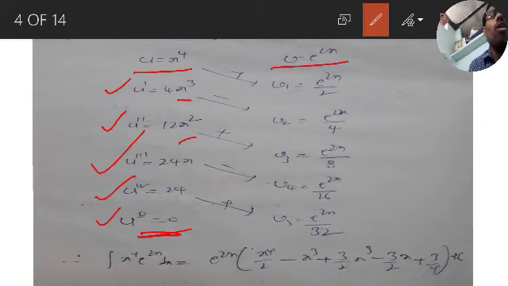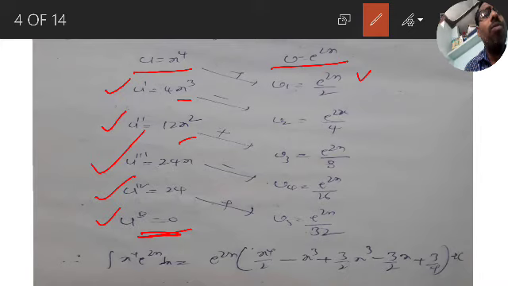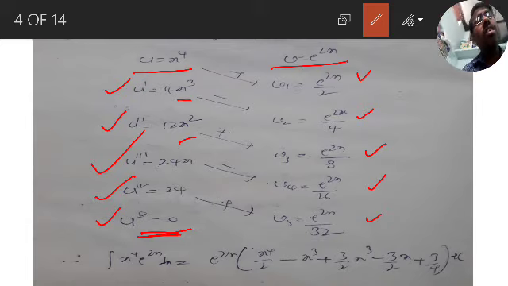Now coming to e power of 2x. The integration of e power of ax is e power of ax by a, so the integration of e power of 2x is e power of 2x by 2. Again the integration of e power of 2x by 2 gives e power of 2x by 2 into 2, which is 4, then e power of 2x by 8, e power of 2x by 16, e power of 2x by 32. Here the integration of e power of 2x is e power of 2x by 2, with 1 by 2 outside in this case.